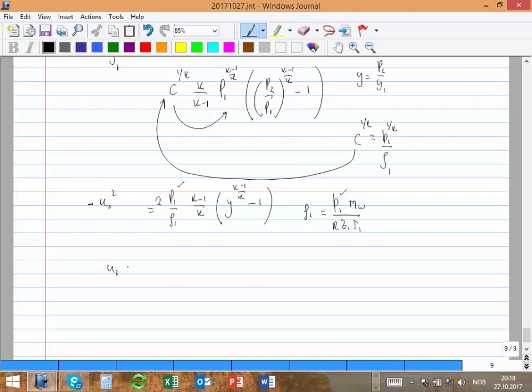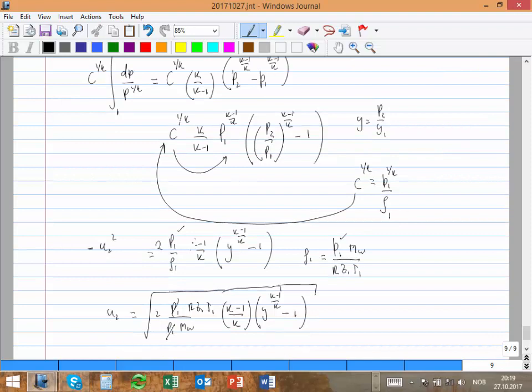So I say U2 is equal to the square root of all of that, 2 P1 over P1 molecular weight over R Z1 T1, K over K minus 1. So then this one goes away. I think I made a mistake here someplace. I'm not sure why I changed it, but this should be k over k minus 1.